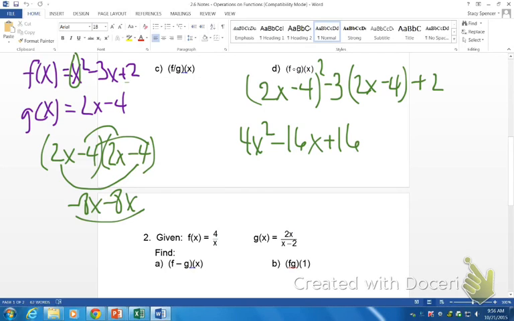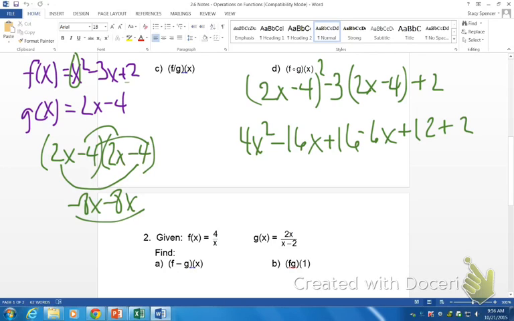What are you going to do with that negative 3? Okay, and that's going to give you a what? Negative 6x and a positive 12. And don't forget your 2. Okay, now you're ready for combining any like terms that you have.